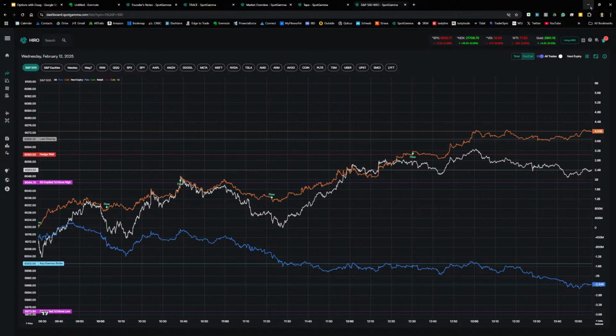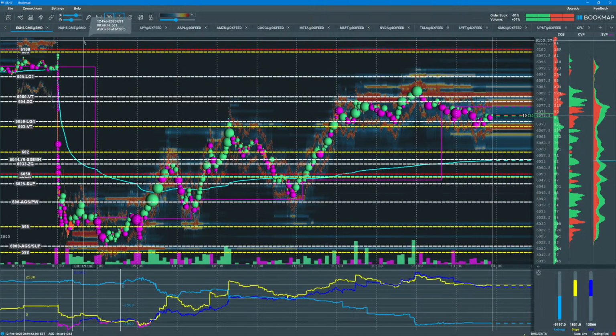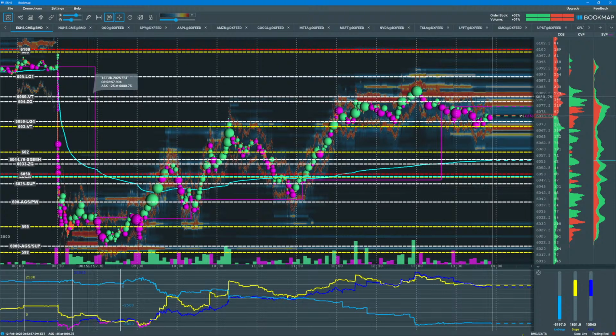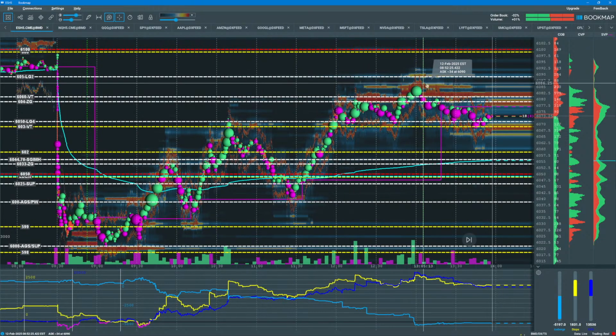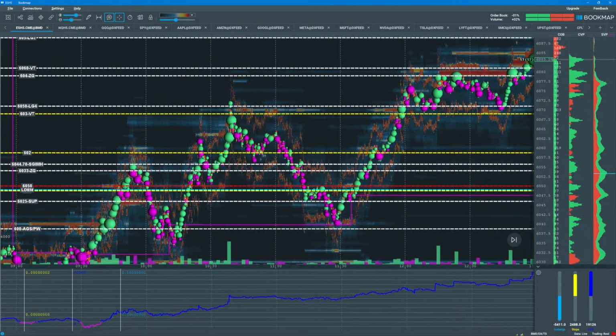All right, let's go to Bookmap. Go back to ES. Let's zoom in on this, starting at about 9 o'clock up until 1 o'clock, so 4 hours worth of data here. And again, I just want to show the support.